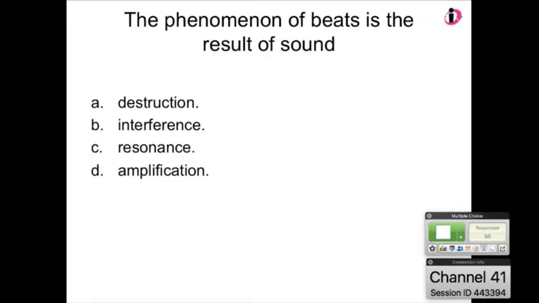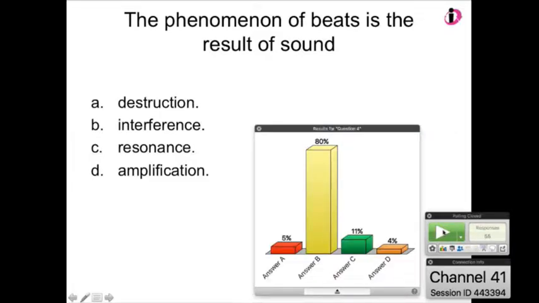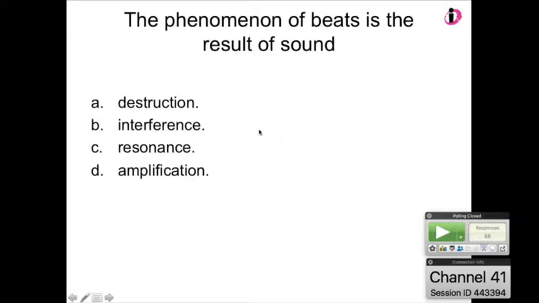All right, most of you voted. 80% of you said interference, that is correct. The waves are going in and out of phase. Superposition, they add up or subtract. They do both. When you hear it, it's loud, that's constructive interference. When they're opposite, it's destructive. It's both. That's interference. They're interfering with each other, going in and out of phase.